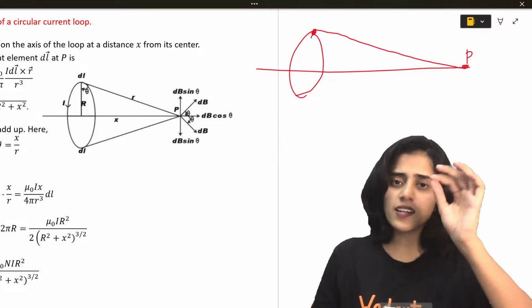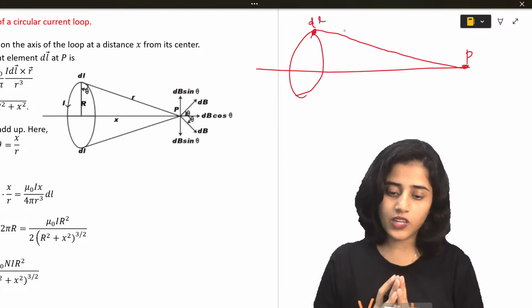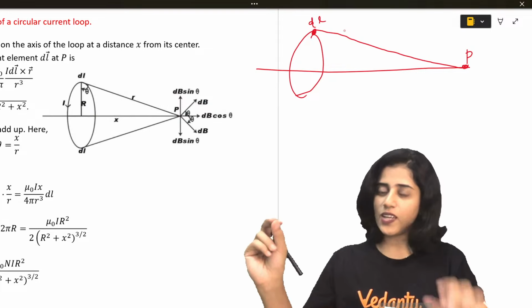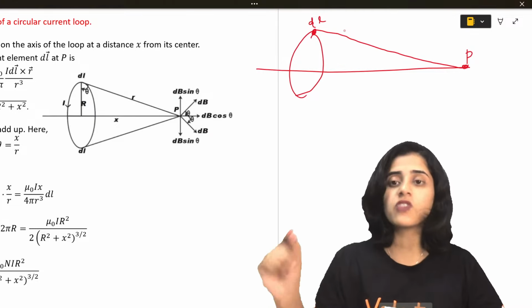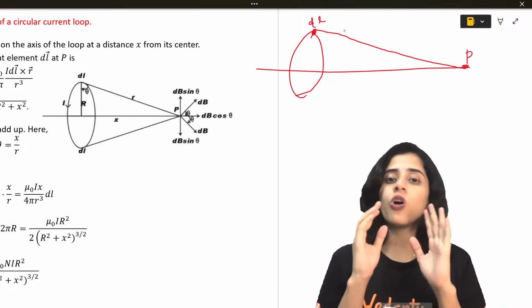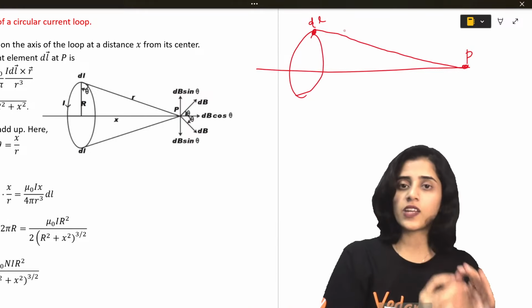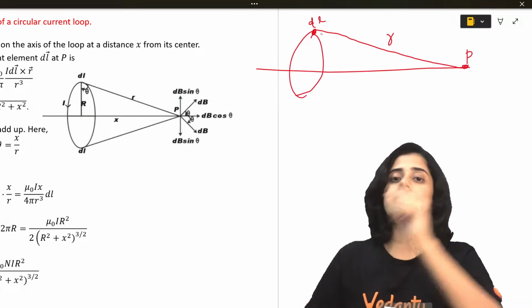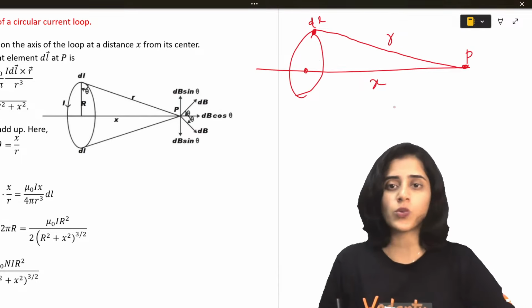So here I'm going to take a small element. I will write it as dL. A small element dL. I take a point P which is far away from the current carrying wire, and I am going to find out the magnetic field at point P because of this current carrying wire. Do you all know that every current carrying wire will have a magnetic field around it? So I have this current carrying wire. I am going to find the magnetic field at point P. Now this point P is at a distance R to my current carrying wire. It's at a distance X to the center of the wire.